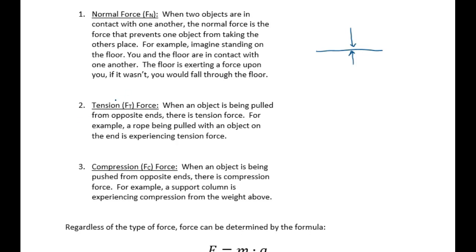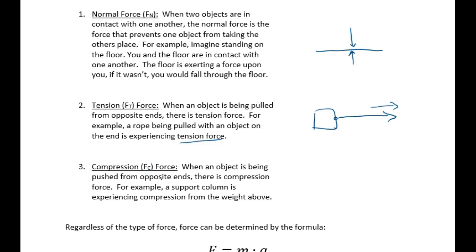Tension force, and we denote that with the F with the subscript T. When an object is being pulled from opposite ends, we have tension force. So for example, if we have an object and we have a rope attached to it and we're pulling on that rope, this rope actually has tension force experienced on it. So it's from a pulling sort of action. That would be tension.